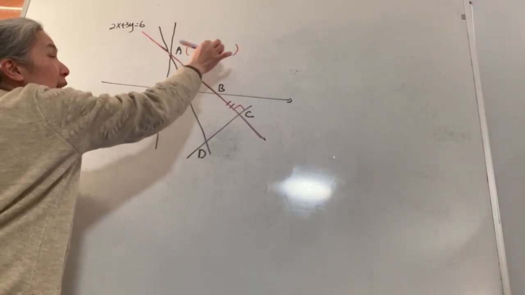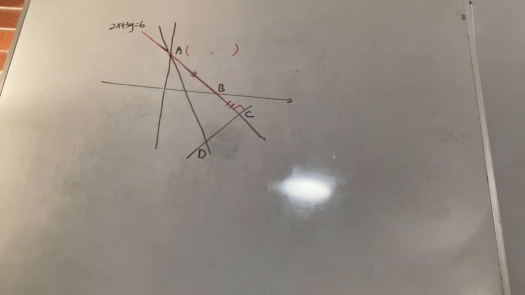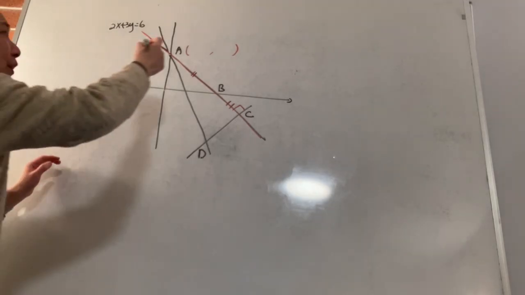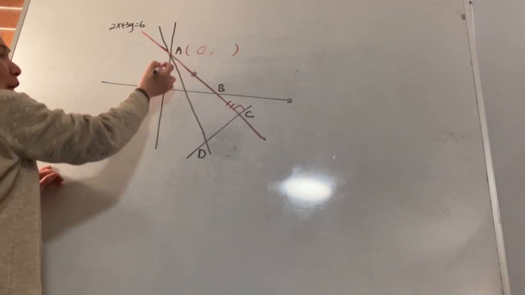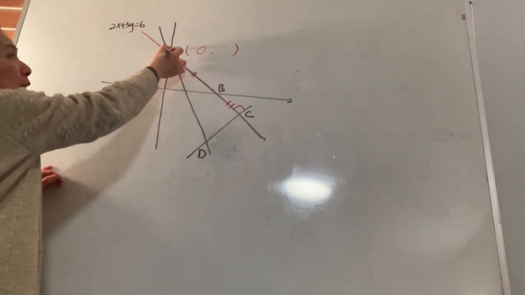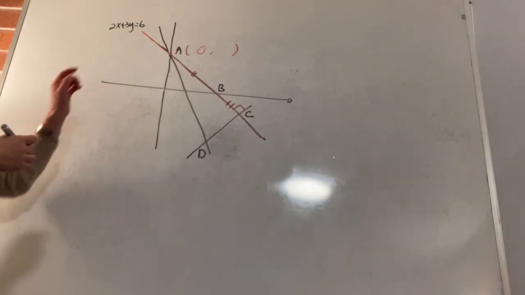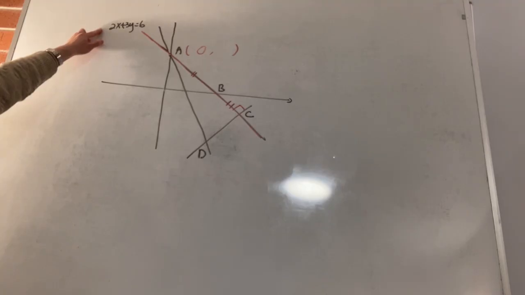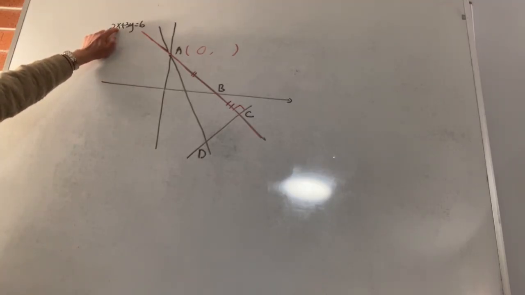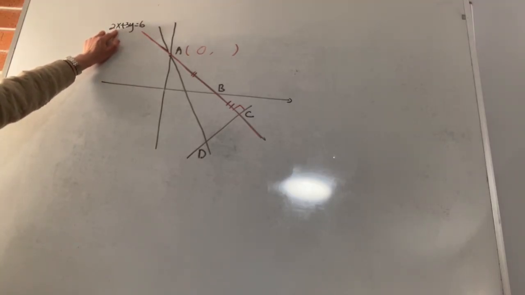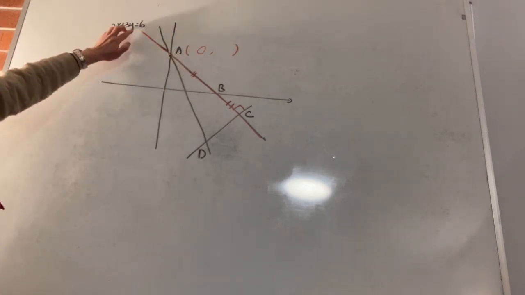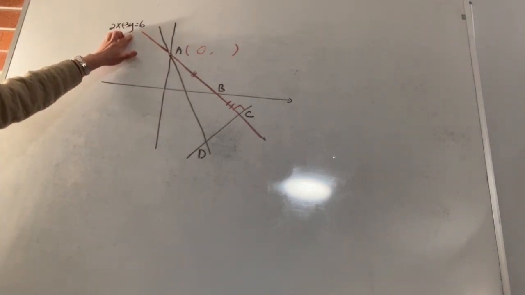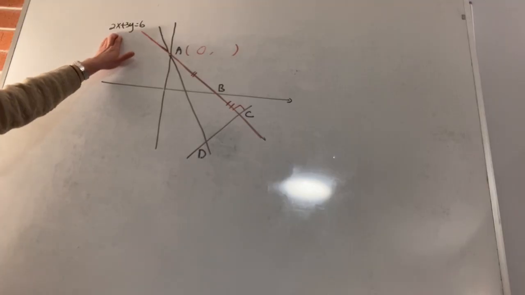Do you know the x or do you know the y? X is 0. Good, because at this point x must be 0, y must be something. If you know x is 0, can you find the y? Yeah, because x is 0, because the point is on the line. That means you just need to sub x equal to 0 into here and find out the y.